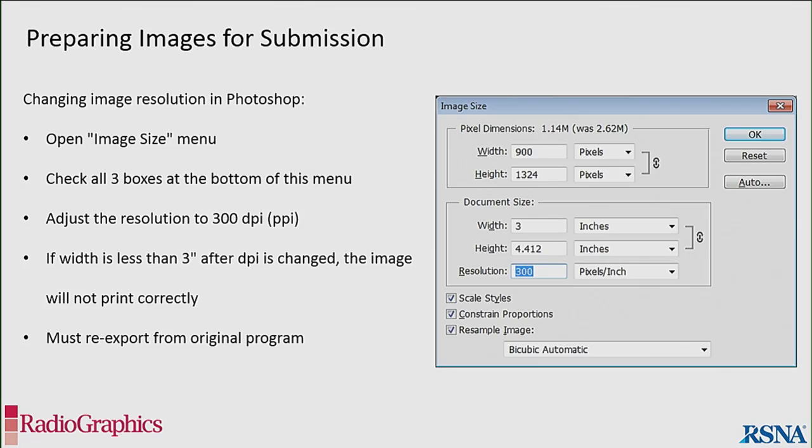And if the width is less than 3 inches when you change the resolution, your image probably isn't going to print right. So what you can do is go back to where you outputted the image from, and just bump it up, export a larger image, and hopefully it'll come back with a good print size. And if that doesn't work for you, just feel free to get in touch with us. We have a really good production staff that can help you work through this and get the best image quality.